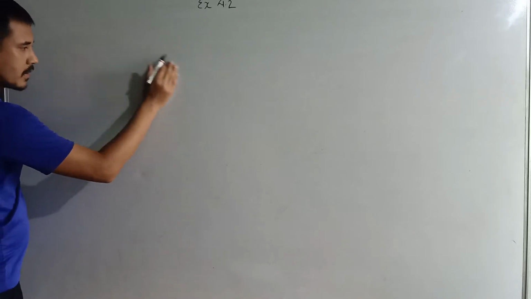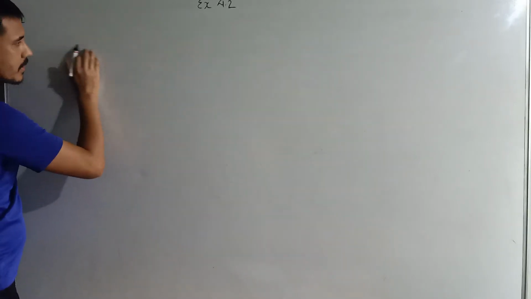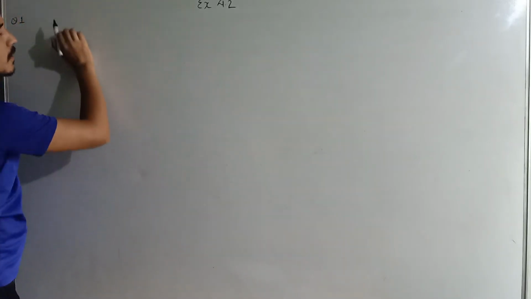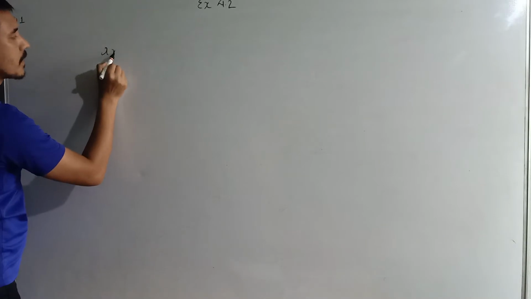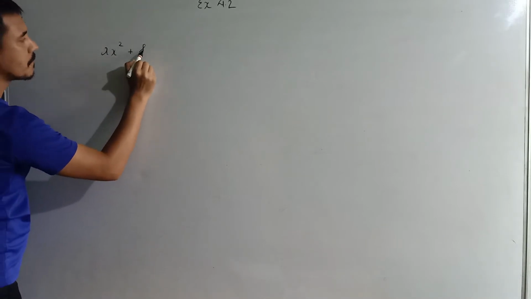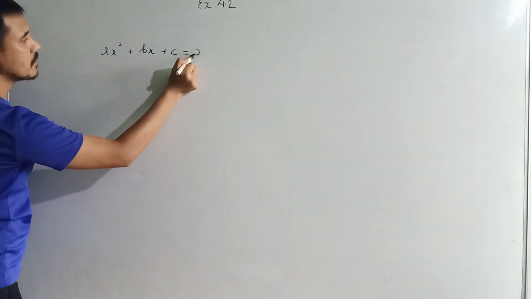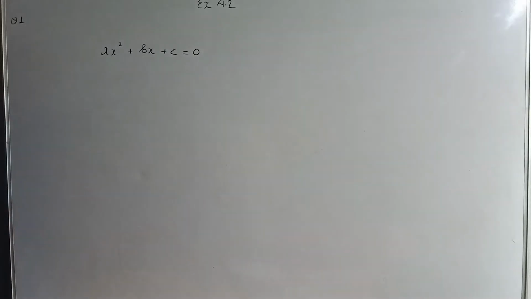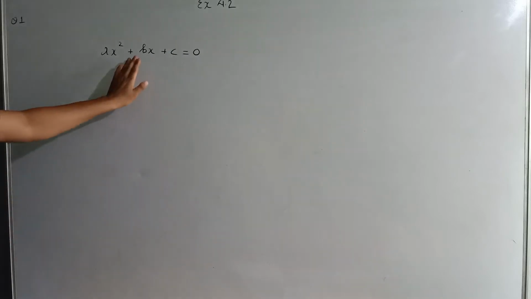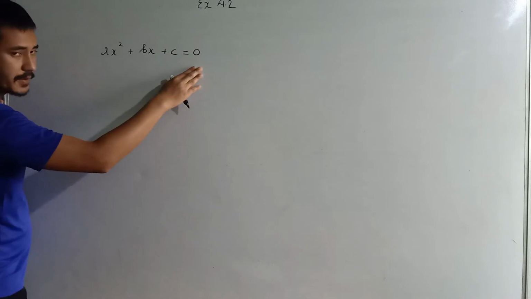Now let us first try to understand what is the root of a quadratic equation. What is known as roots? Now we know that a quadratic equation will always be in the form ax squared plus bx plus c is equal to 0. So a quadratic equation is always of this form. Okay, then x is your variable here.